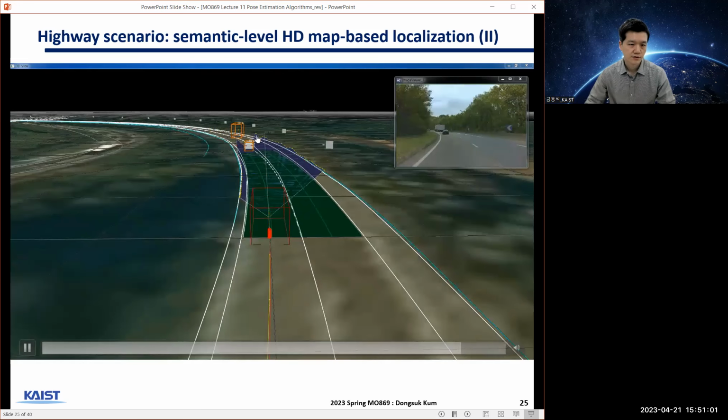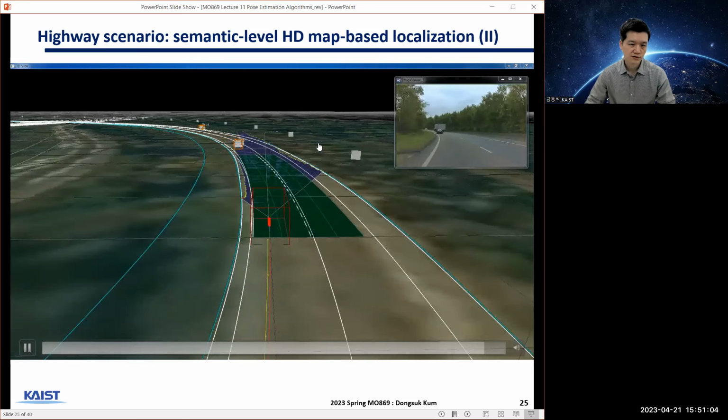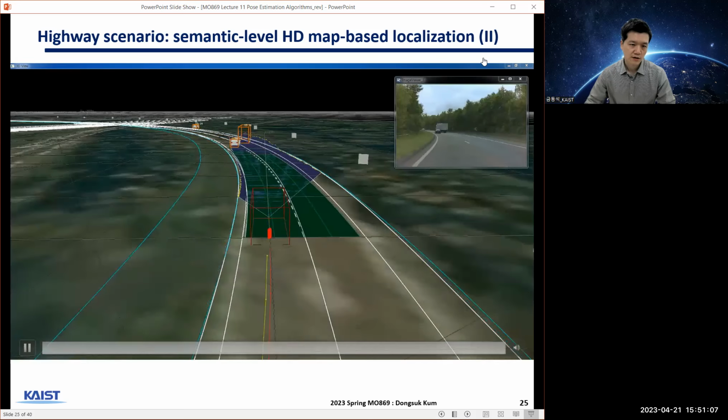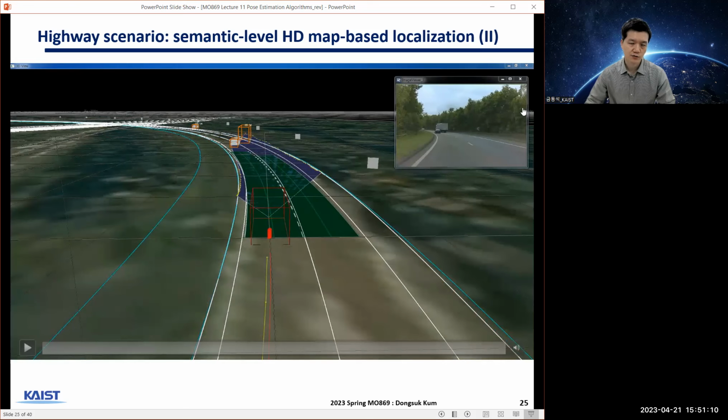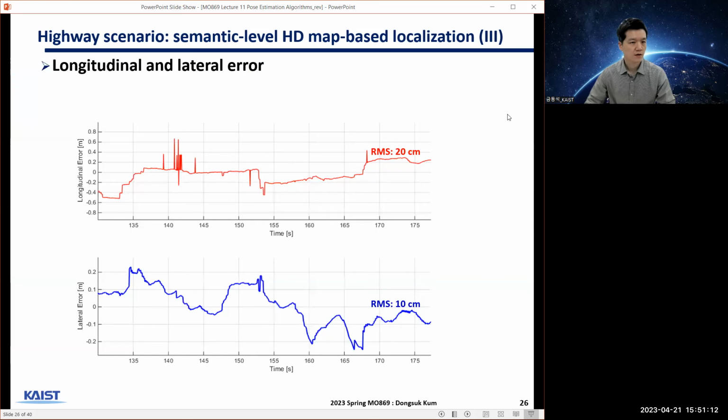And then you can see there is real-time road boundary perception and matching with the map. Okay. And this is the result of that demonstration, showing two values, longitudinal and lateral errors. And you can see lateral error is about 10 centimeter RMS, root mean square. And longitudinal error is somewhat higher at about 20 centimeter.